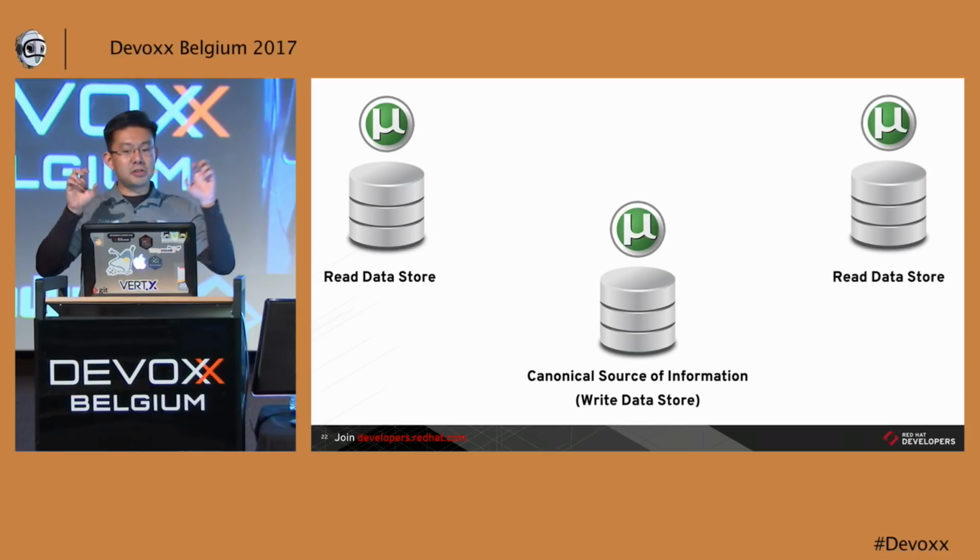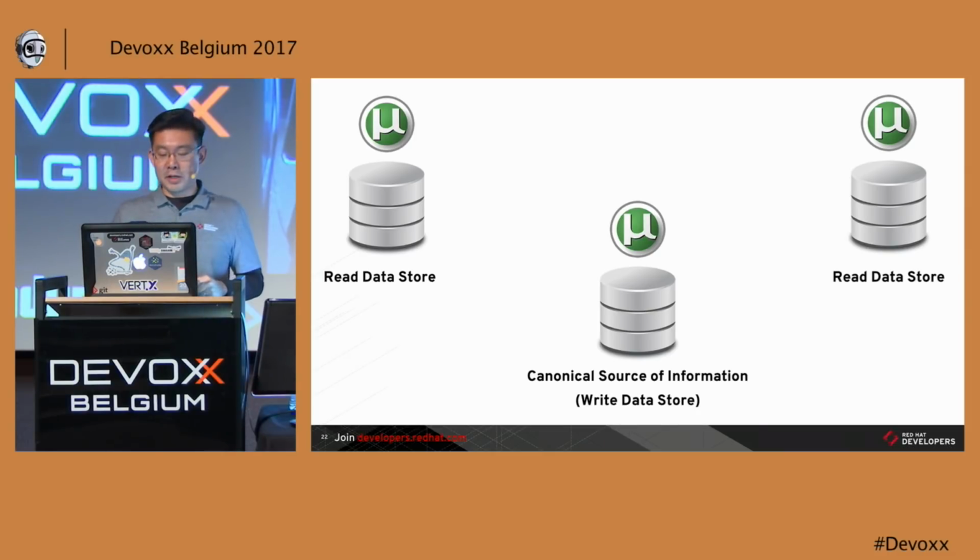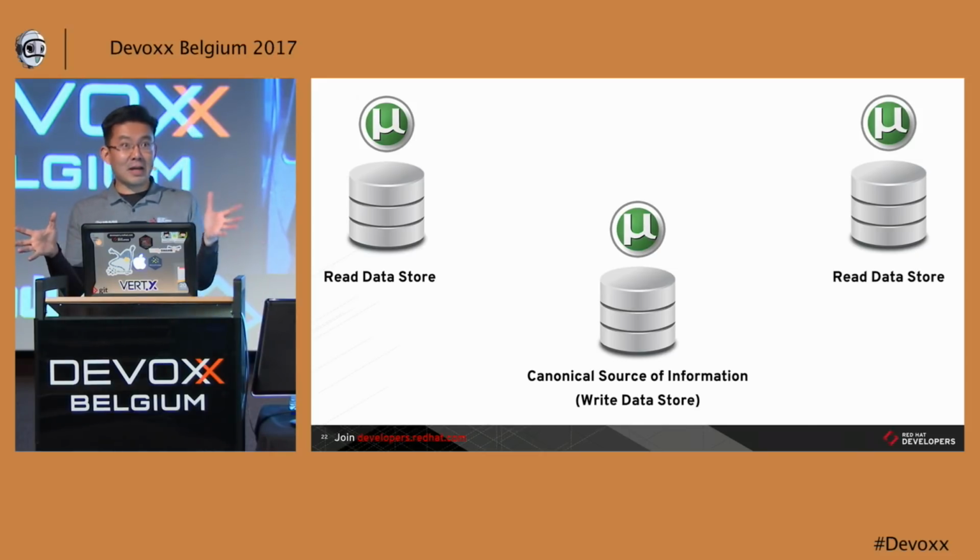But since you're basically now creating read data stores, which you can think about as cached copies, because they're just supposed to be used for reading, and the writing always happens on the canonical source of information. And I have to open a parenthesis here. When I say canonical source of information, I'm saying that this data store is the only one that is allowed to have writes. It's different from canonical model.